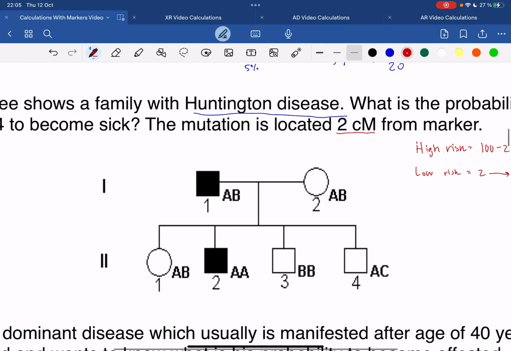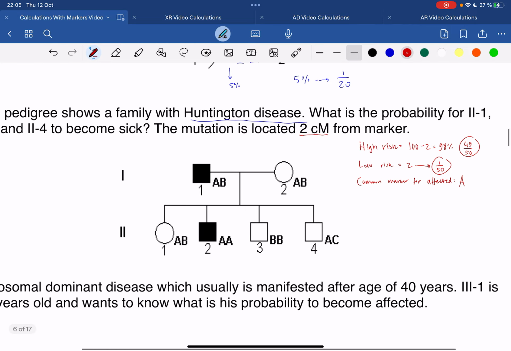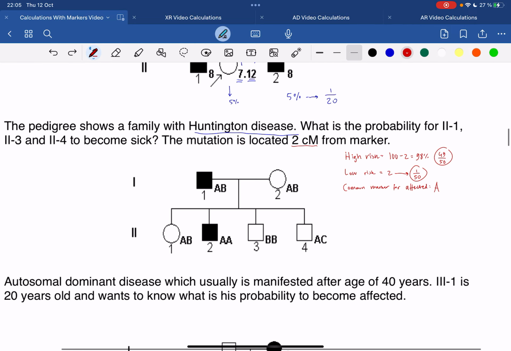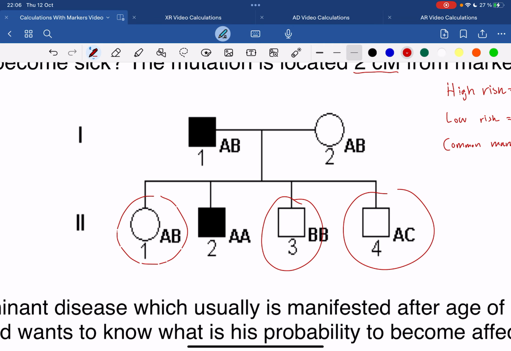We're asking what the chance is for 2,3, or rather, we ask actually for 3 people. We're asking for 2,1, which is this person right here, 2,3, which is this person right here, and 2,4, this person here, to become sick. So let's go with 2,1. This person has the A marker, as well as the B marker.